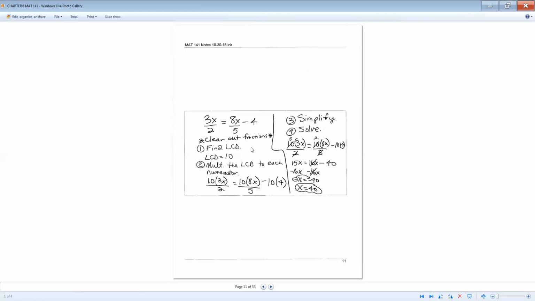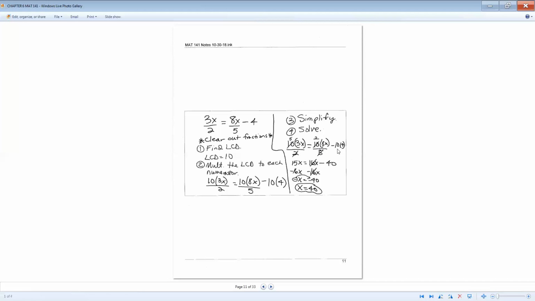Once you find the LCD, you multiply each numerator by the LCD. Notice I didn't do numerator and denominator. I want to multiply each numerator by the LCD. From there, you simplify. What that means is the 2 can divide into the 10, which will leave me with 5. 5 can divide into the 10 and leave me with 2. 5 times 3 is 15x. 2 times 8 is 16x. So that's what we mean by simplifying.